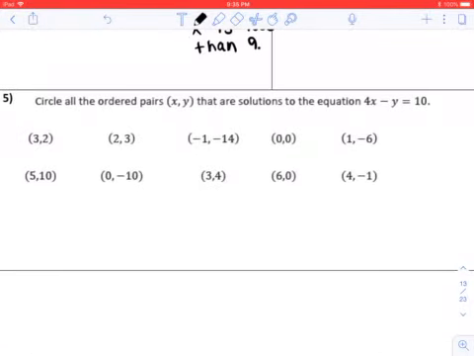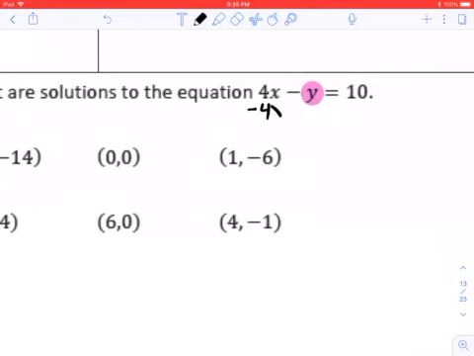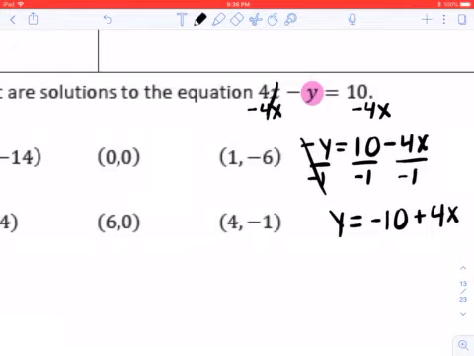Number 5, circle all the ordered pairs x, y that are solutions to the equation 4x minus y equals 10. So first thing I'm going to want to do is get y by itself. So I'm going to subtract away the 4x. So I get negative y equals 10 minus 4x. Then I have to divide by the negative 1. So I get y equals negative 10 plus 4x.